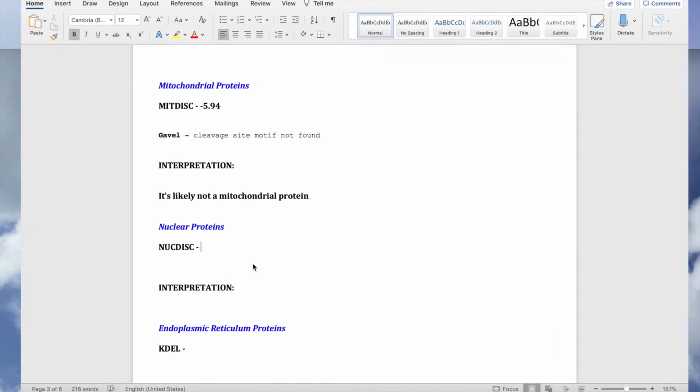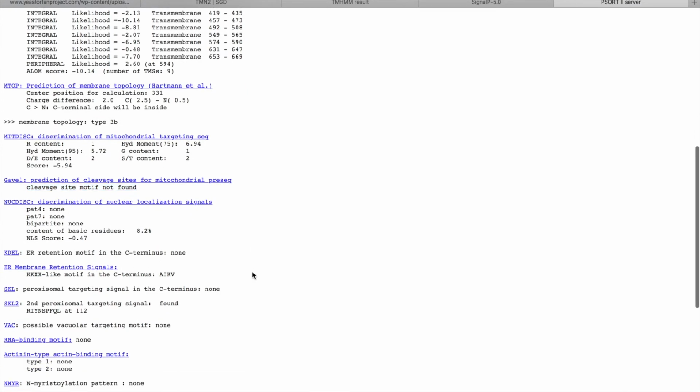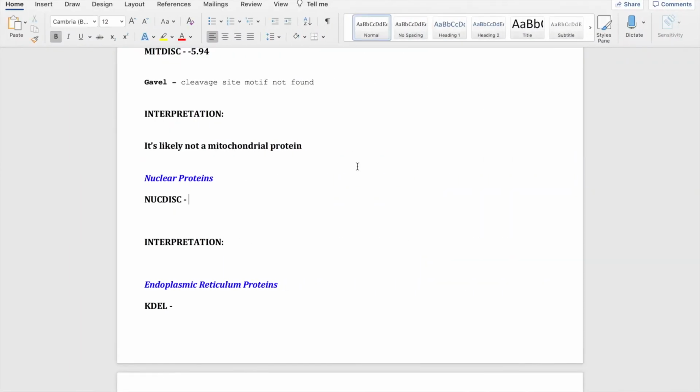All right, and now it's time to get the NUCDISC information. And the score is negative 0.47. And that to me seems pretty low, so I'm going to interpret it as it's likely not a nuclear protein.